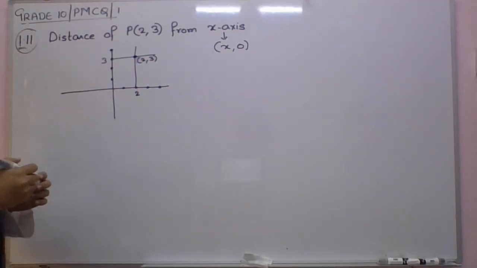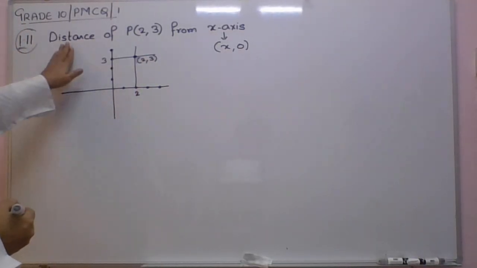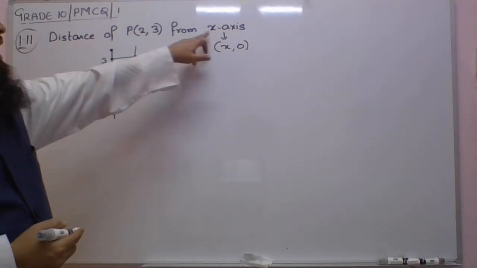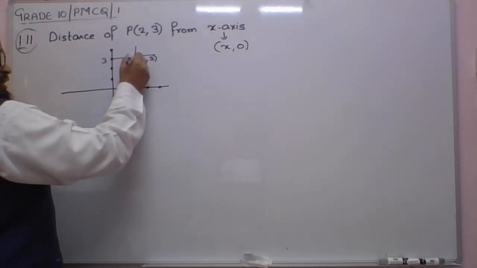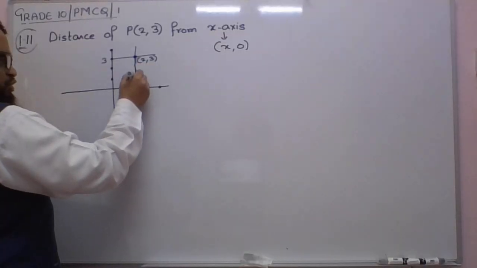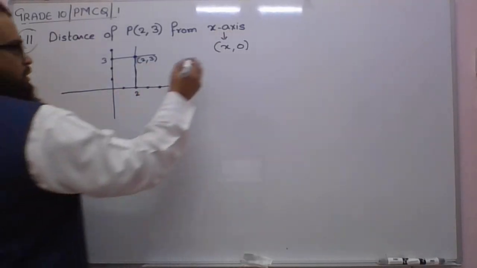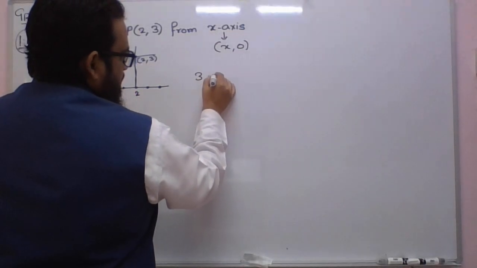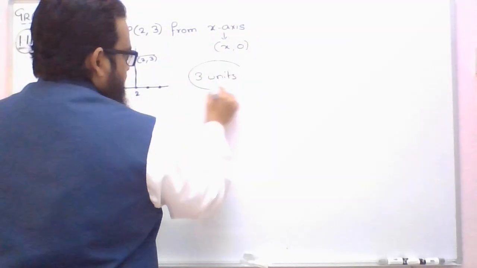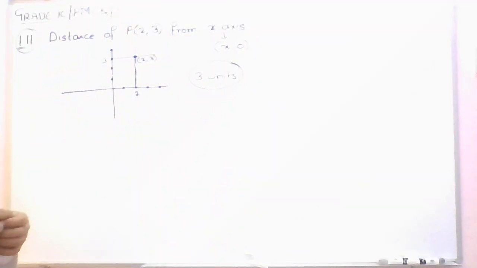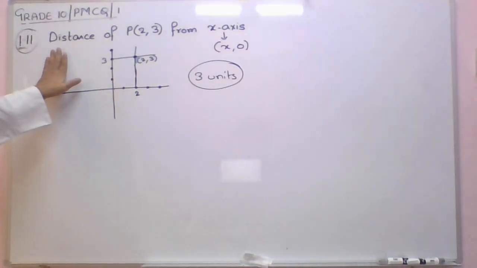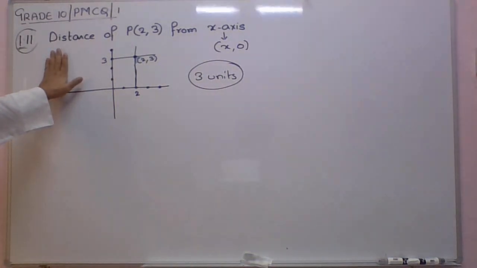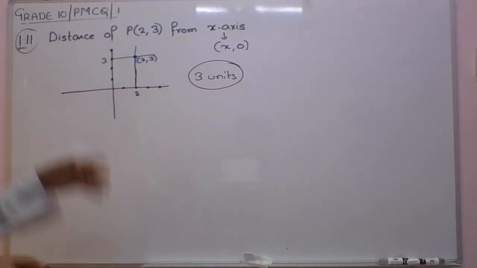And what is the question? The question is, what is the distance of the point from the x-axis? So if you want the distance, check the distance. It is 1, 2 and 3. So the distance is equal to 3 units. That's it. Got it? So in this problem, since distance is there, don't use the square root of (x2 minus x1) whole square plus (y2 minus y1) whole square. Understood, everybody?